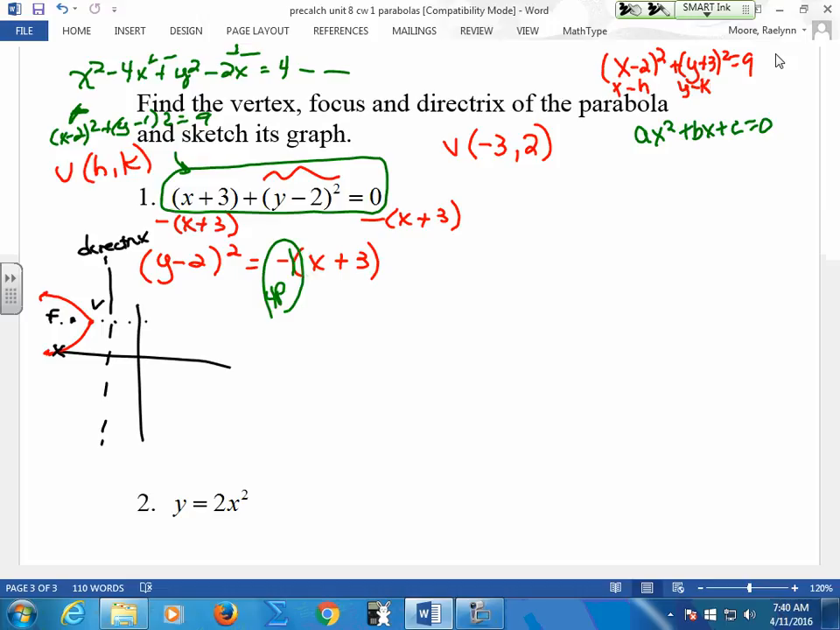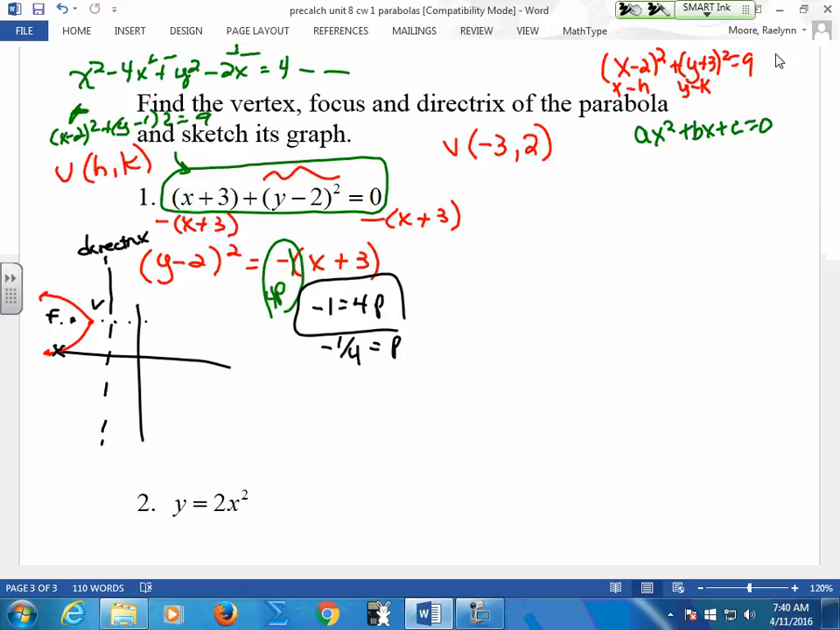Right, so let's find P. So if you go back to your format, this little part right here is 4P. So we're going to take this out. This is probably the one you have to memorize. It's that whatever's in front of that part right there is 4P. That's how we can find P. So we divide both sides by 4, and P is equal to -1/4.